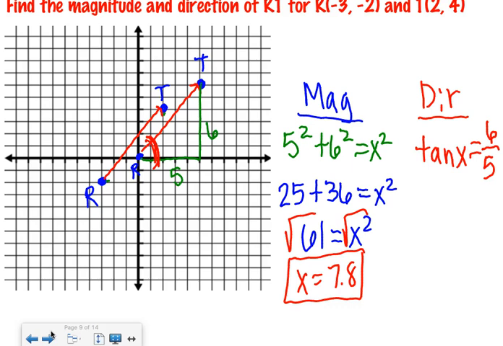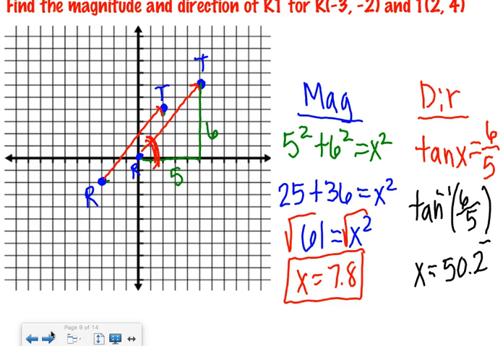Now, when you're looking for an angle, is that the inverse or the regular tan? Inverse. I got 50.2. So we get the direction.